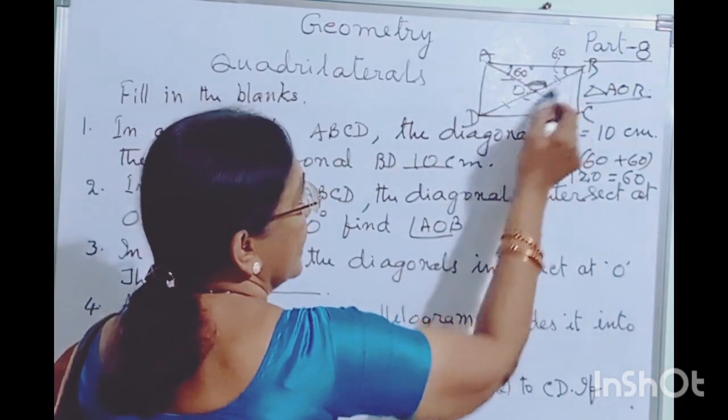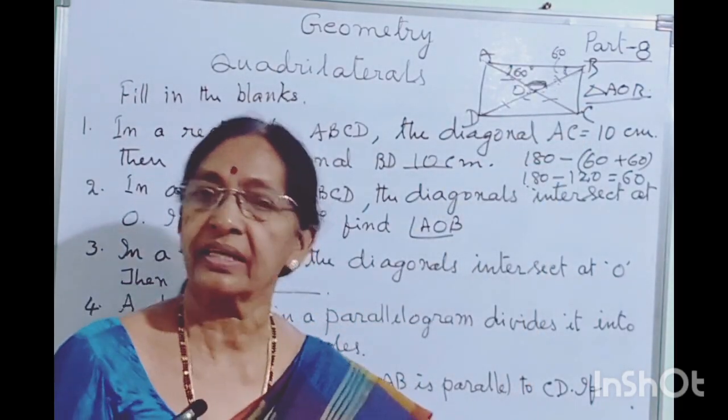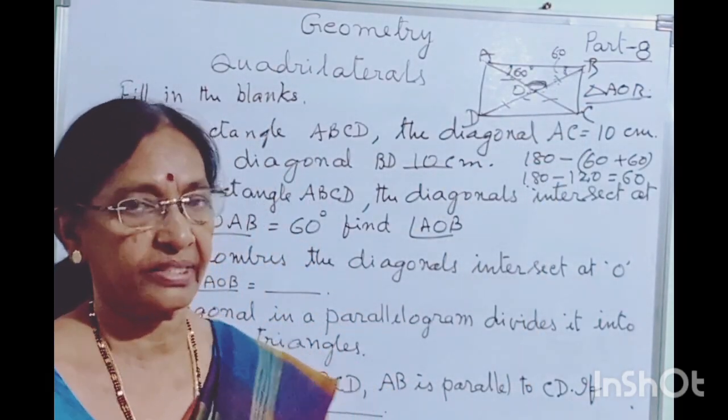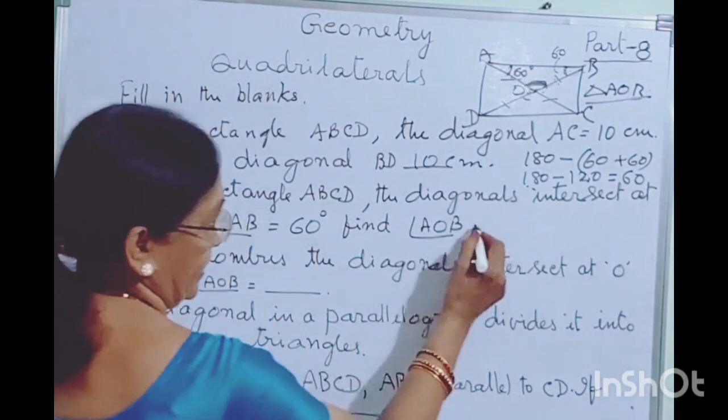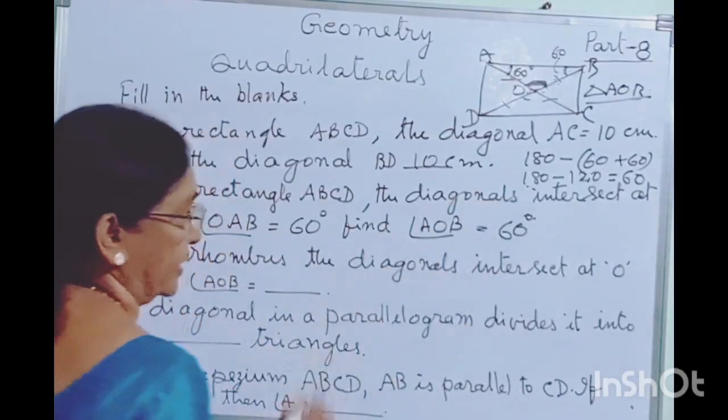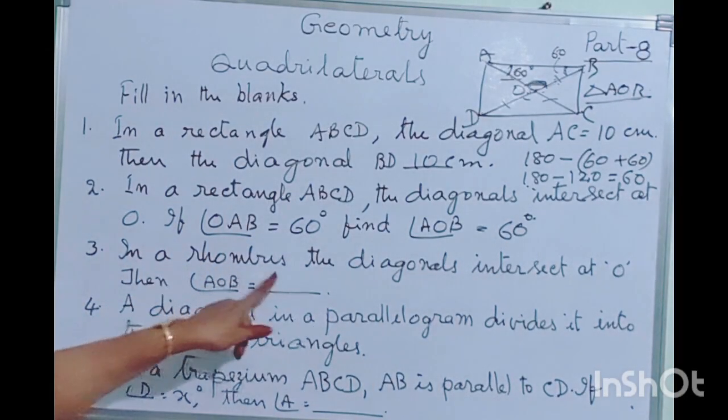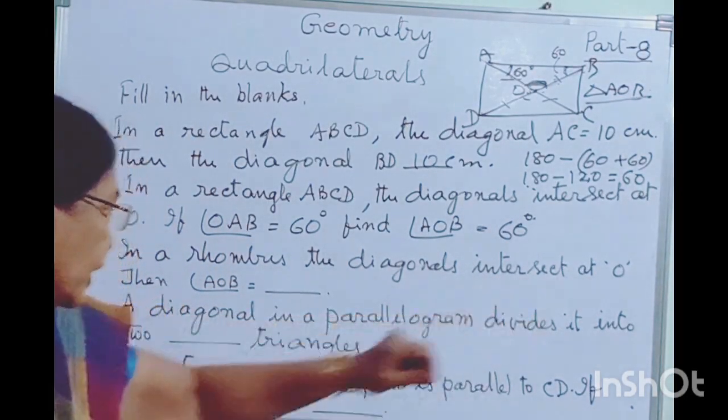That is, this is an equilateral triangle. All the three angles are equal. Therefore, all the three sides are also equal. So this angle is equal to 60 degrees. Angle AOB is 60 degrees.